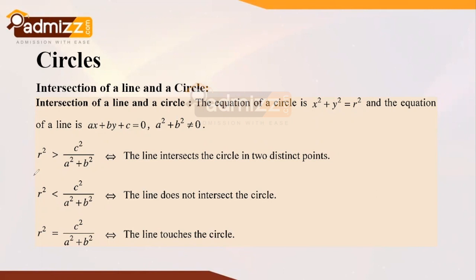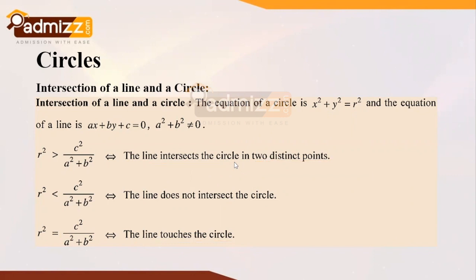Now if the square of radius value is greater than c square upon a square plus b square, then the line intersects the circle in two distinct points. If this value is greater, then it intersects in two distinct points. If the square of radius value is lesser than c square upon a square plus b square, the line does not intersect the circle, and if it is equal, then it just touches the circle at a particular point. So these are the conditions for intersection of a line and circle.